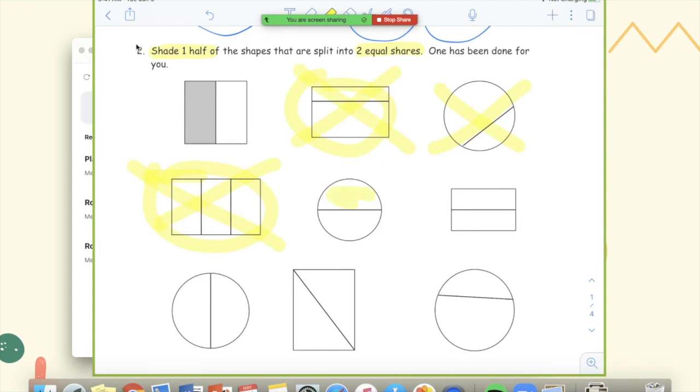This shape right here, I am going to shade in 1/2 because they're equal. Same with this next shape. 2 equal halves, and then 1 is going to be shaded. Same with this shape because they're equal. This shape, they're equal. And then this last circle, it sort of looks equal, but it's actually not equal, so I'm not going to shade that, okay? So I'm actually just going to leave these blank because it didn't say to cross them off, okay?